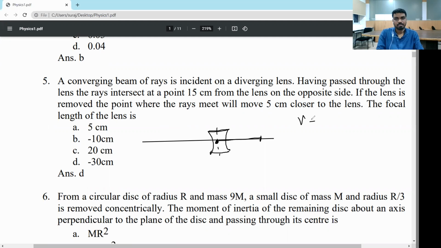So V will be how much? 15 centimeters. Yes. The lens is removed. The point where the rays meet will move 5 centimeter closer to the lens. So with the lens, it is meeting at 15 centimeter. Without the lens, it is meeting at 5 centimeter. The focal length of the lens.